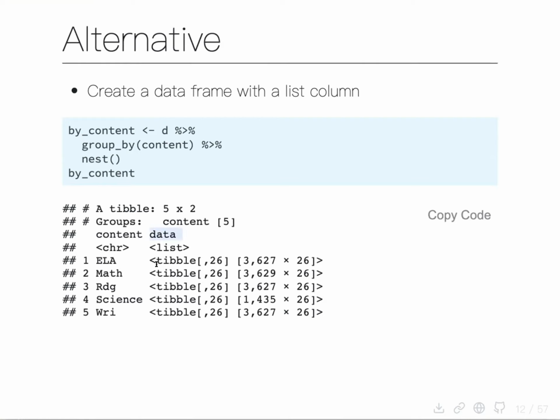Okay, and what this is it's a list column where each element of the list is the data frame for that corresponding content area. So this is all of the data for ELA right there in that cell of the data frame, right? This is all of the data for math, all of the data for reading, etc. Okay, does that make sense? So this is just like doing split, where we split by content area. The only difference is this is maintaining the data frame structure. Other than that, it's the same thing.